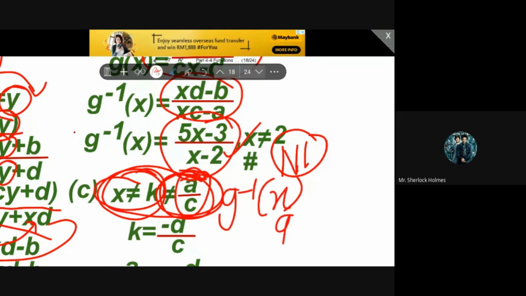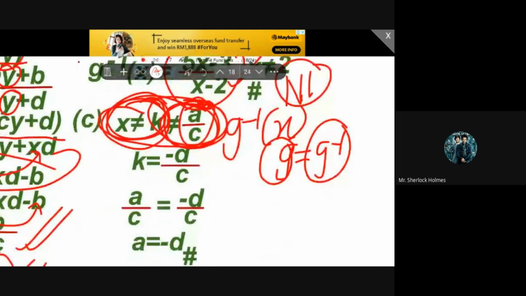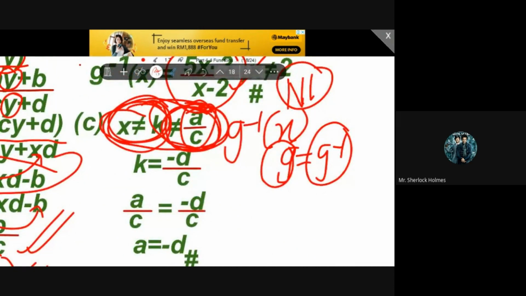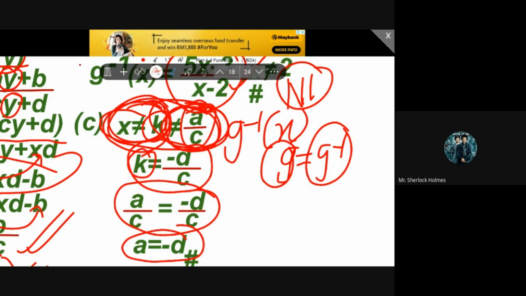Because earlier the condition is G equals G inverse. So G, X tak sama dengan K is for G. K tak sama dengan A over C is for G inverse. So that's why saya boleh buat assumption kat sini. Dan saya juga cari sebelum ni kan K tak sama dengan negative D over C. So ada 2 K kat sini, so I can equalize them. So can you see now how I get A is equal to negative D? So ada juga jalan kira dia macam mana nak dapat. So this is how I prove A equals to negative D over here.